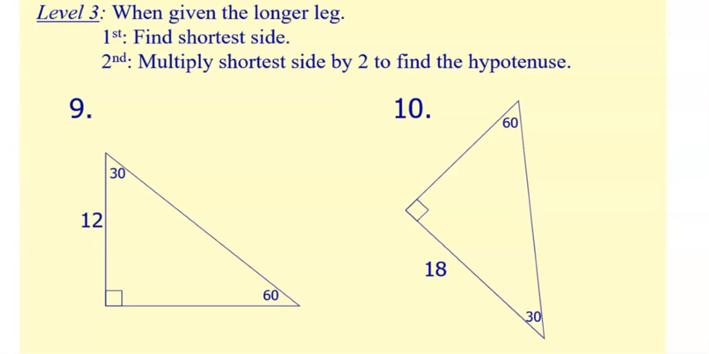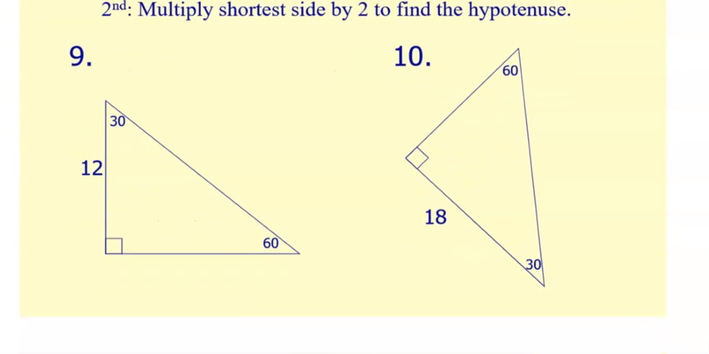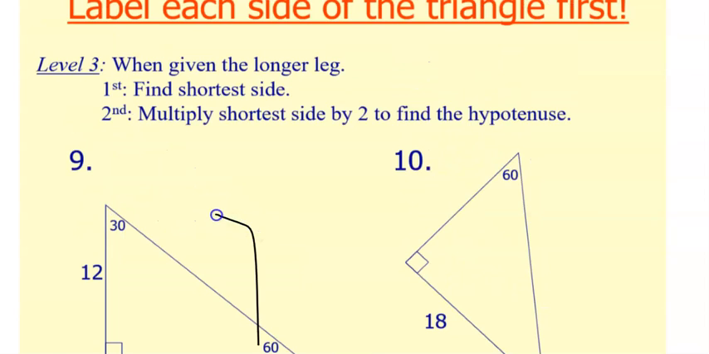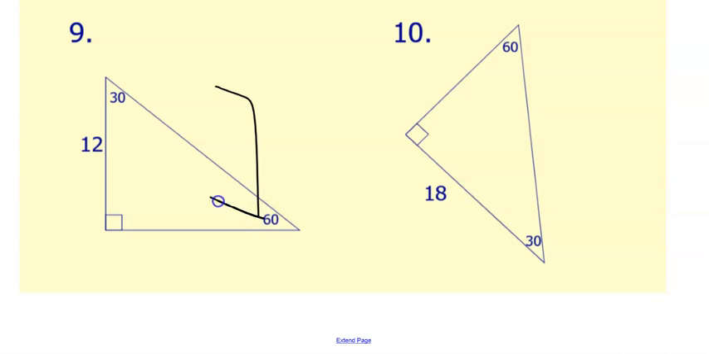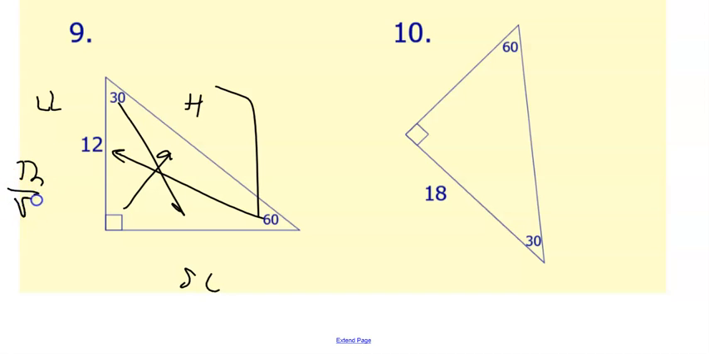Okay, level 3. Given the longer leg, find the shorter side, then find the hypotenuse. Now this is a little bit more work, especially on the boards like this. So this is the long leg. This is the short leg. That's the hypotenuse. Now this is going to require a little bit more work because we need to do 12 divided by radical 3. Going from the long leg to the short leg, we divide. So we're getting smaller. But we can't leave it like that, so we have to do this.